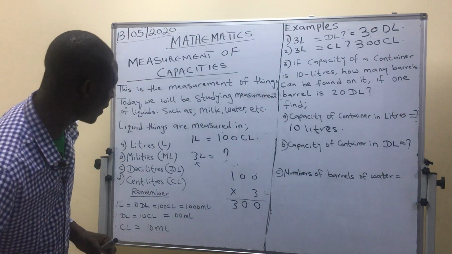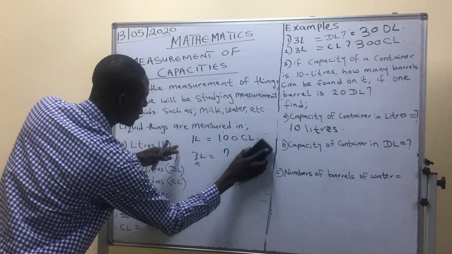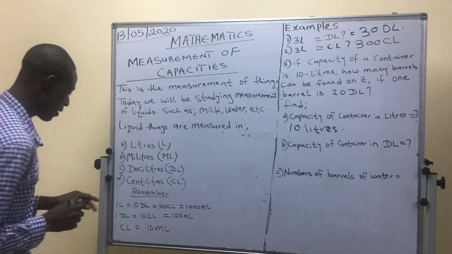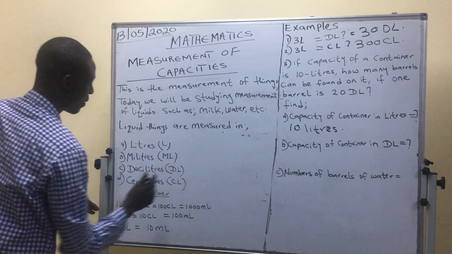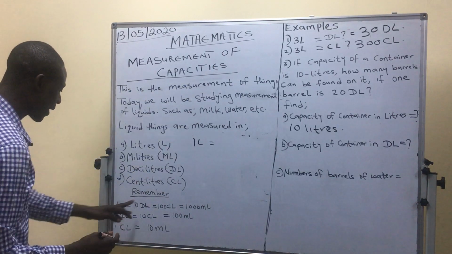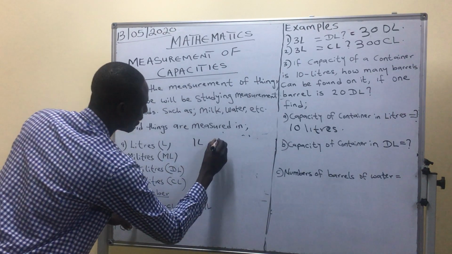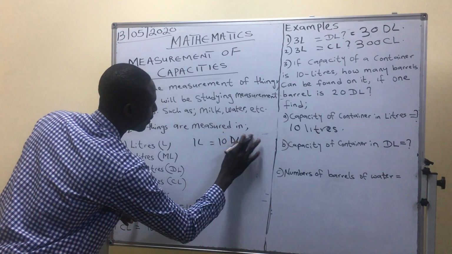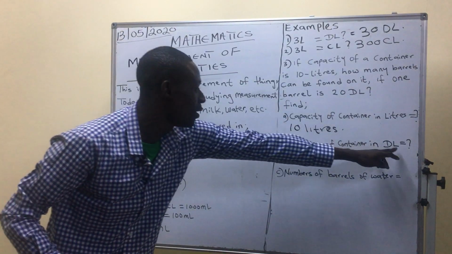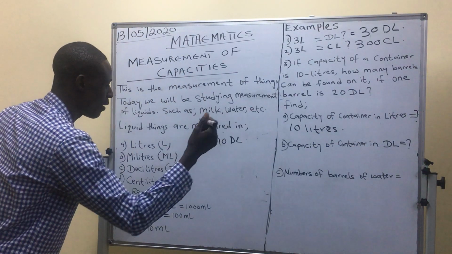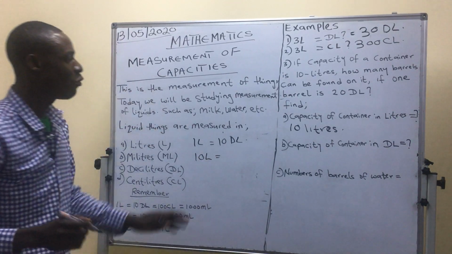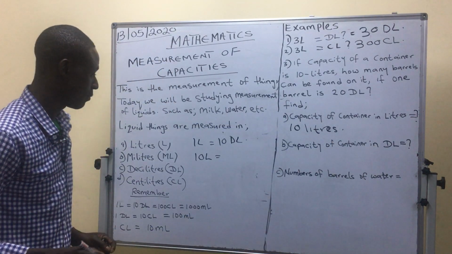Now, how can you convert it? You follow the steps I taught you here. Here we have 10 liters, and 1 liter is equal to how many deciliters? 1 liter is equal to 10 deciliters. Now, the question is to convert 10 liters to deciliters. You are given 10 liters. Now, 10 liters will be equal to how many deciliters?